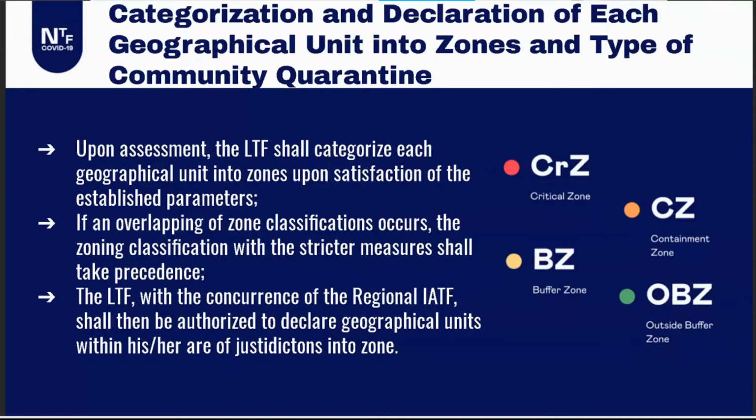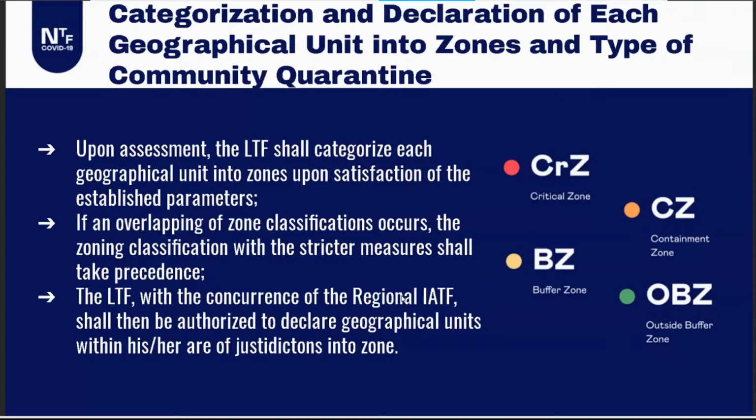So, isang example po dito, pag meron pong isang condominium na building, tapos sa kasamang palad po, nasa gitna po siya ng isang critical at saka containment zone. So ang susundin na action po ng isang building na yun ay critical zone po. The same applies if that building is in between the containment and buffer zone. Buffer zone parameters shall apply to that building. And of course, the local task force, with the concurrence of the regional IATF, shall then be authorized to declare the geographical unit within his or her area of jurisdiction.